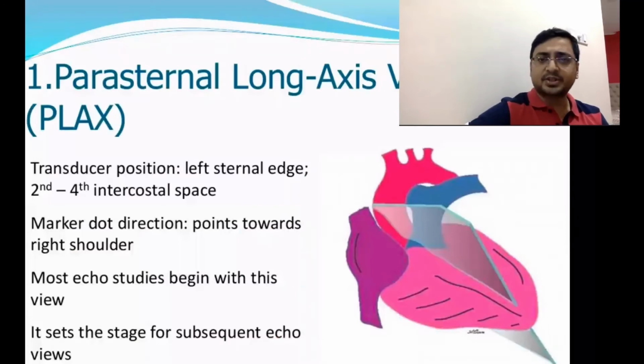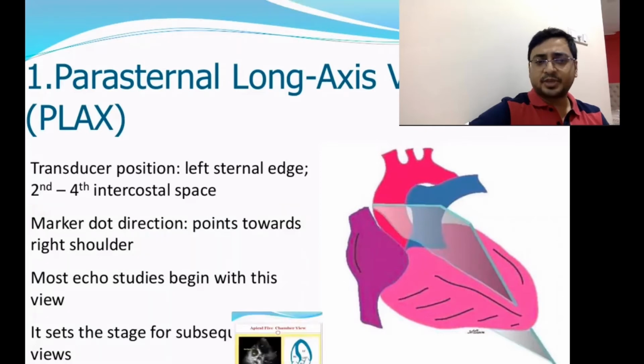So what do we see in the parasternal long axis view? If we take the section from the parasternal window, we usually see the left ventricle, septum, a little bit of right ventricle, the left atrium, aortic valve, mitral valve and their leaflets along with papillary muscles, overall movement, and of course any valvular abnormality. The transducer position is the left sternal edge, second to fourth intercostal space, with the marker dot pointing towards the right shoulder. Most echo studies begin with this view. It sets the stage for subsequent views.